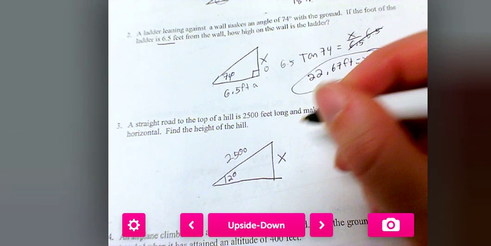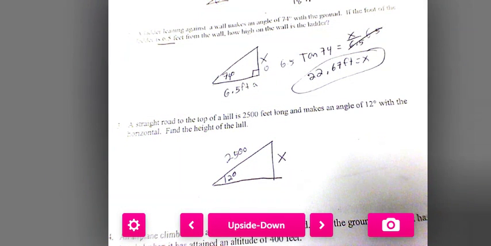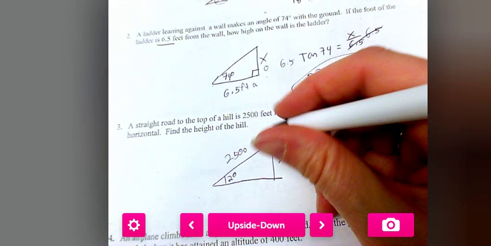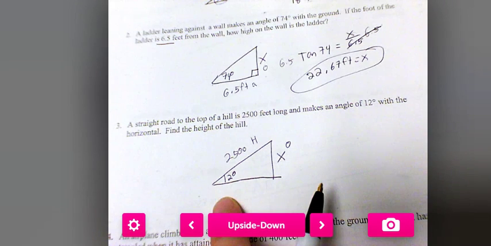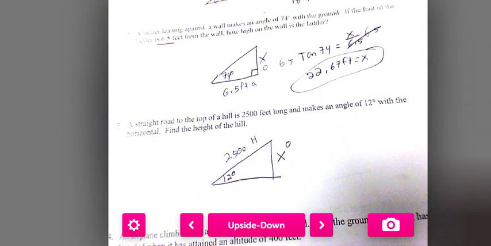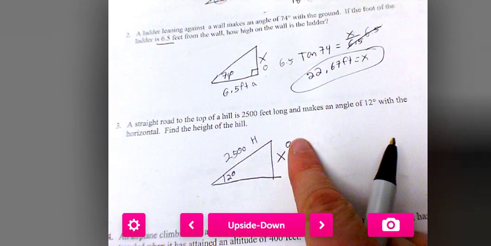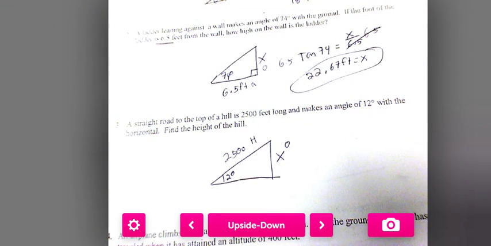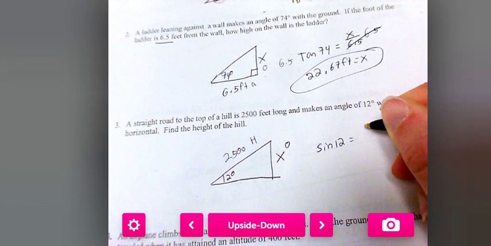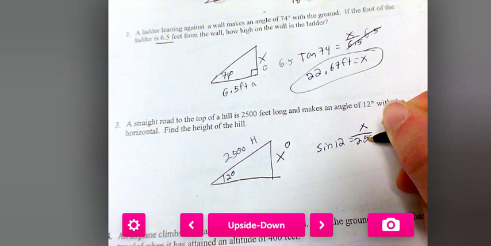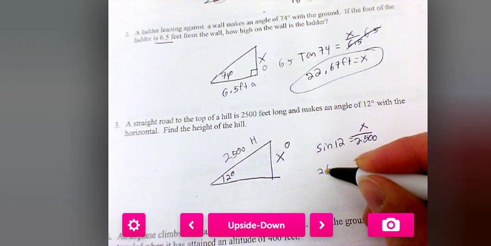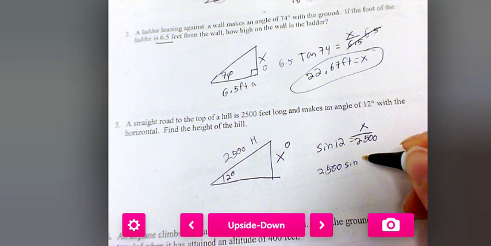So once you have your picture, your second step is to label. We've got opposite and hypotenuse. I highly recommend not labeling all 3 sides, just the 2 that you need. So I'm not going to label the bottom adjacent because I don't want to confuse myself about which trig to use. If I have opposite and hypotenuse, do I use sine, cosine, or tangent? Sine. So I go sine of 12 equals opposite x over hypotenuse 2,500. I'm going to multiply both sides by 2,500. So 2,500 sine 12 equals x.